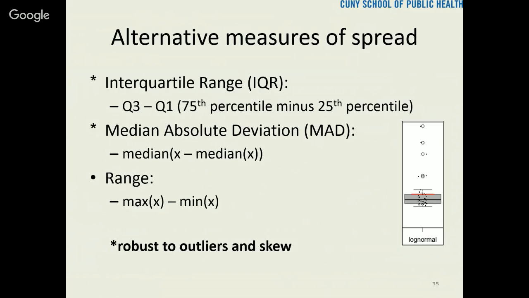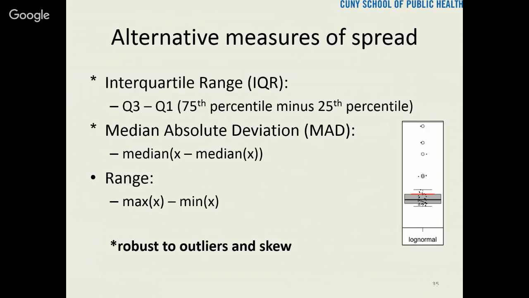There are some alternative, more robust measures of spread. The interquartile range, which I've mentioned, is just the difference between those two, the width of the box in that box plot, the third minus the first quartile. The median absolute deviation, or the MAD, is maybe the second most commonly used alternative measure of spread after the IQR, which is similar to the standard deviation for a normal distribution.